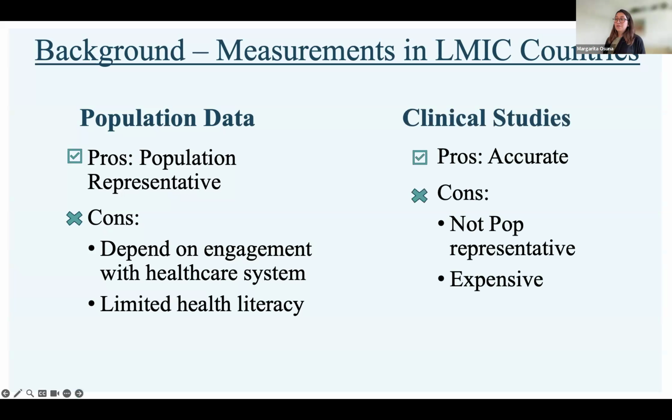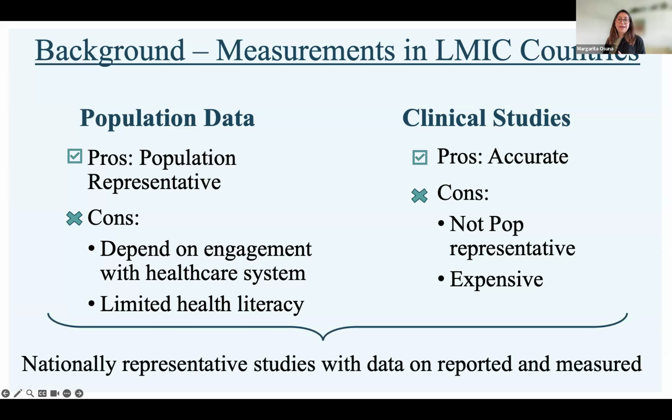The other option, or the other studies that sometimes occur, are clinical studies. And the pro of the clinical study is that these measures are very accurate. They usually happen in a clinic or a hospital, so you know that the measures are good. But the cons are that they're expensive to do, and they're usually, or not always, not representative of the population.